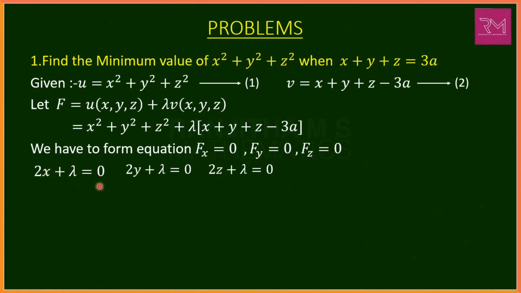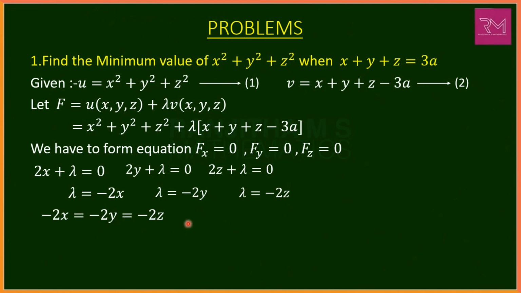Here 2x plus lambda is equal to 0. This implies lambda is equal to minus 2x. Similarly, lambda is equal to minus 2y. Here lambda is minus 2z. Hence we can conclude that lambda is minus 2x, minus 2y, and minus 2z. Hence we can take it as minus 2x, which is equal to minus 2y, which is equal to minus 2z.